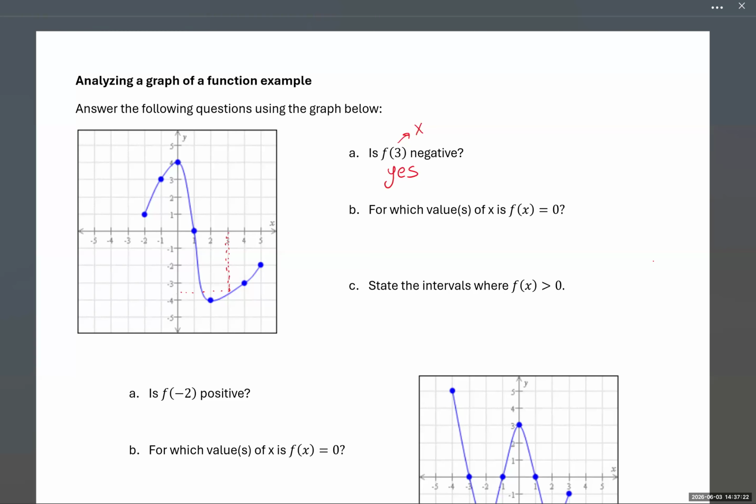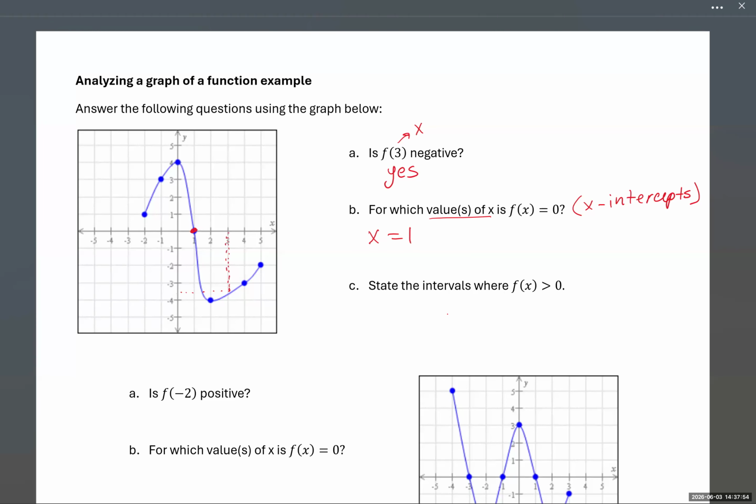Then the next one, for which value or values of x is f of x equal to 0? Well, this is a fancy way to ask you to find the x-intercepts. And it's just the values of x here, so we're not doing it in the coordinate pair format. We're just listing the x values here. And there's only one, that's right here at 1. So x equals 1 is the answer for this.